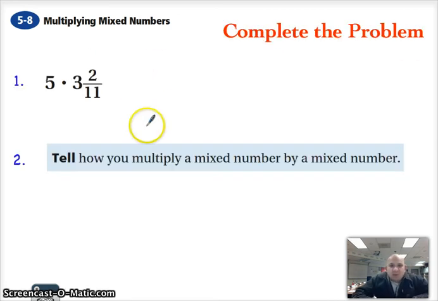What I want you to go ahead and do is to multiply this whole number times this particular mixed number. In this case, you're going to have to convert both into improper fractions. And then the second one is an explanation. Tell how you multiply a mixed number by a mixed number. So you're going to have to take us through the steps in your words. We'll see you in class.